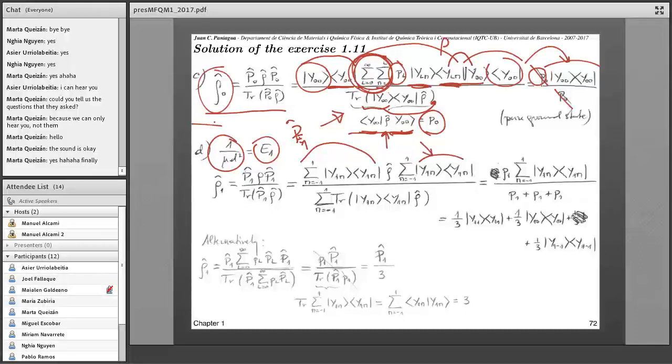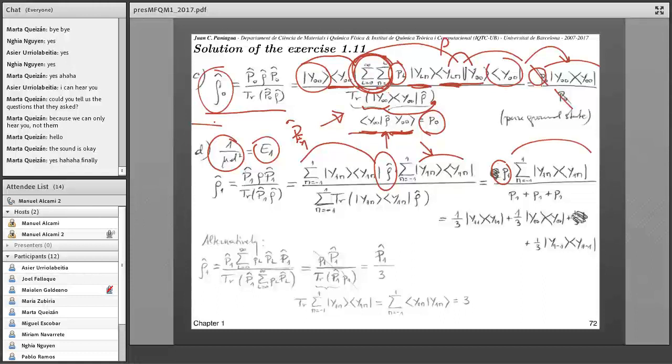Well, so here, in the sum that defines rho, we have three surviving terms, the three terms corresponding to L equal 1. And since the three have the same probability, because the probability only depends on L, this probability can be put outside the sum.